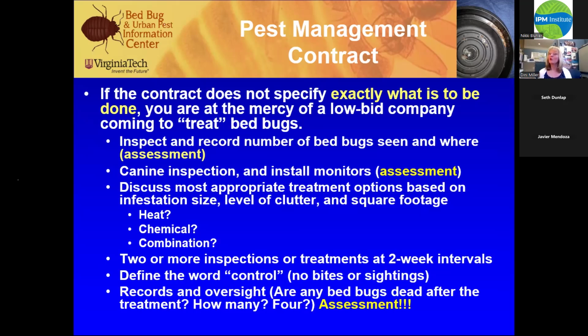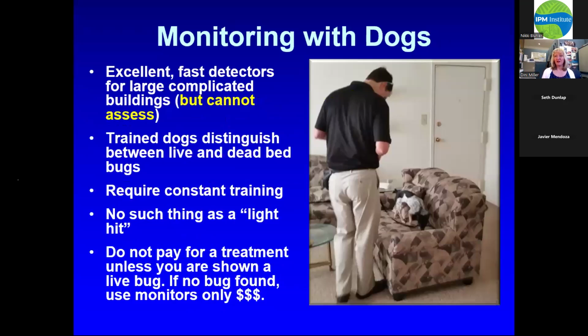And define the word control. Does that mean you have no sightings of bed bugs or no bites? Okay. And then you want records and oversight. Are any of the bed bugs dead after the treatment? How many? Okay. You need to know that and have that as documentation.